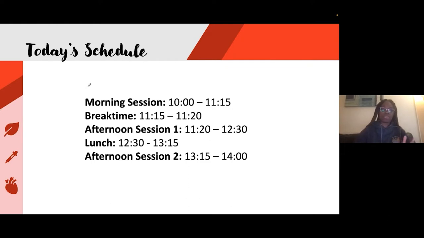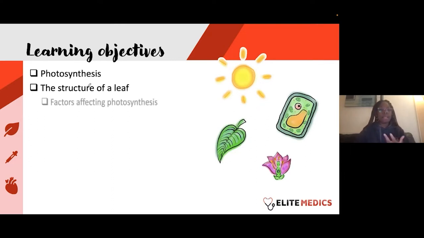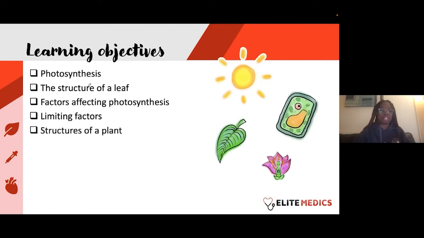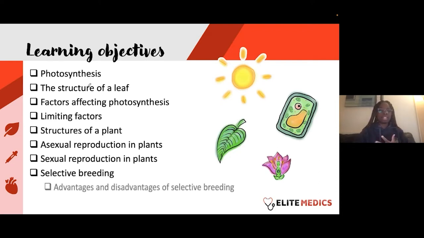So without further ado, we're going to go into plants and plant reproduction. We're going to learn about photosynthesis, the structure of a leaf, the factors that affect photosynthesis, the limiting factors, the structures that we find within a plant, asexual reproduction in plants and sexual reproduction in plants. So that's two types of reproduction, and then selective breeding, and then the advantages and disadvantages of selective breeding. Sorry, some of these you guys have already come across.